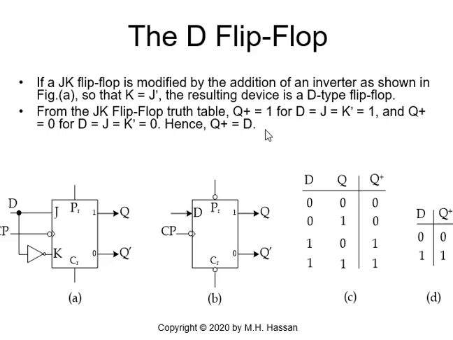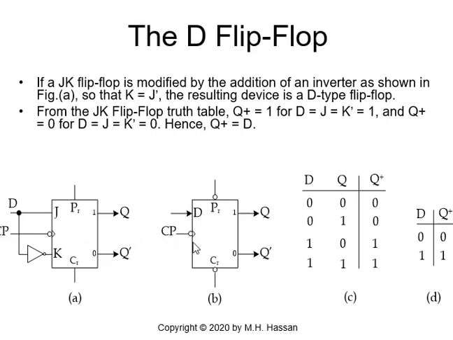So this is a simple proof of the characteristic equation. You can look at the truth table of the JK flip-flop as we have seen here, and Q plus will be equal to D, which is the characteristic equation of the D flip-flop. So based on this, we have the D flip-flop using the JK flip-flop.